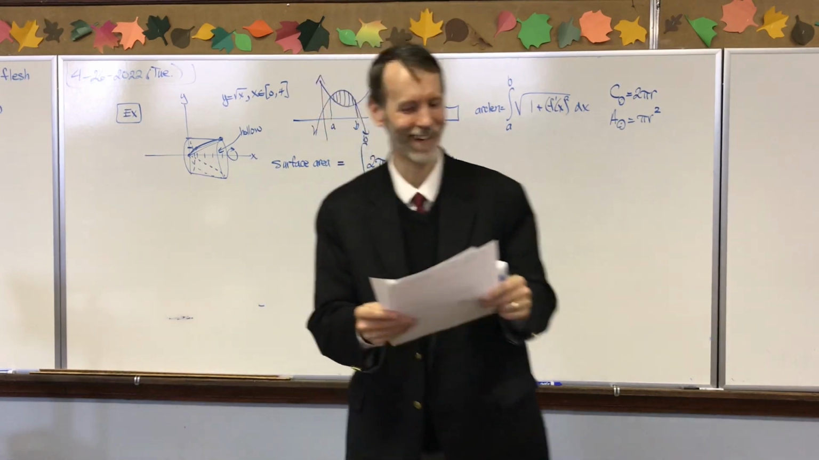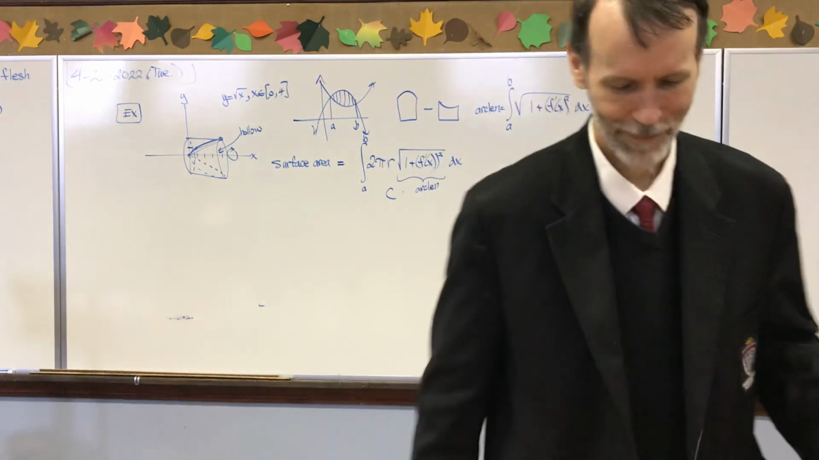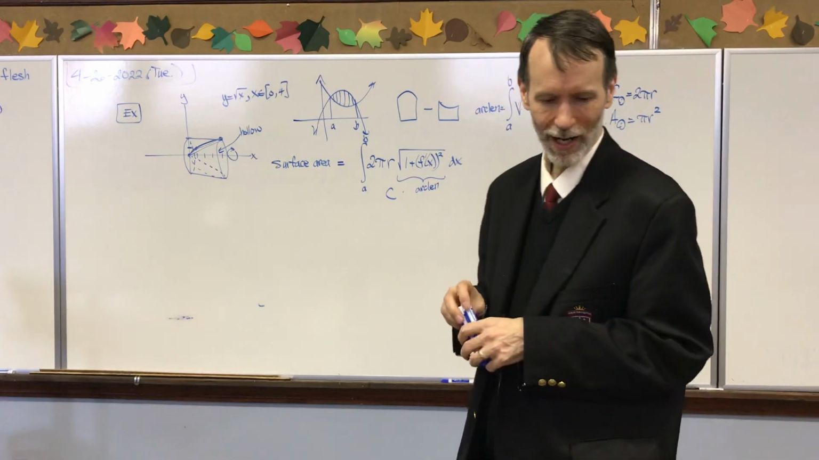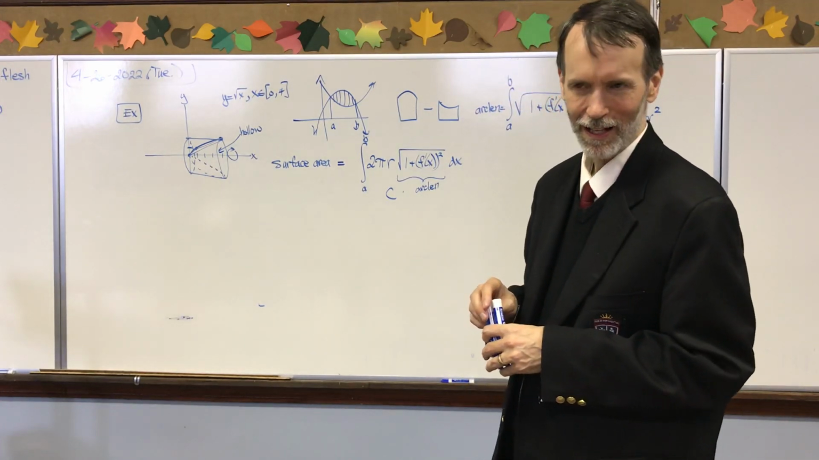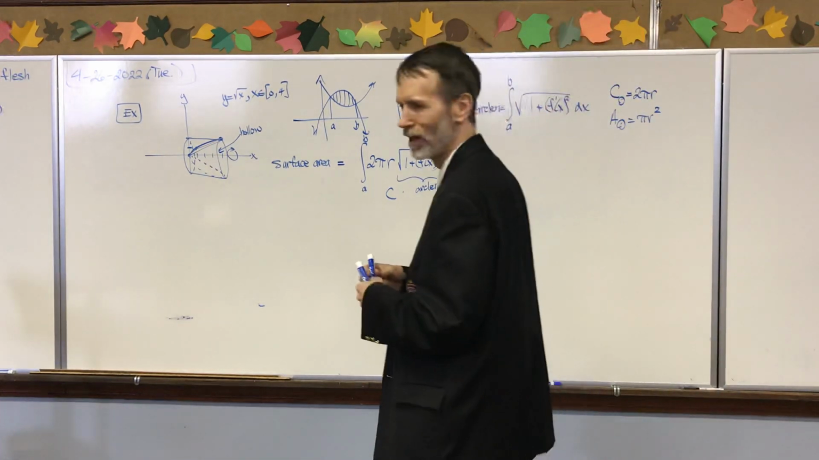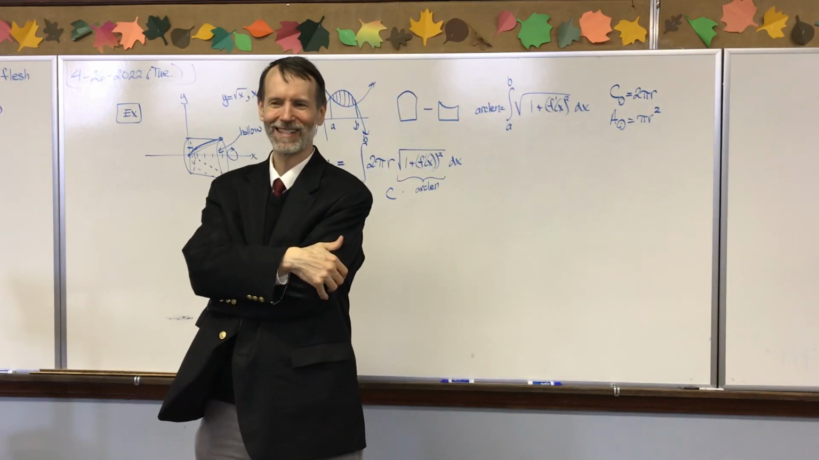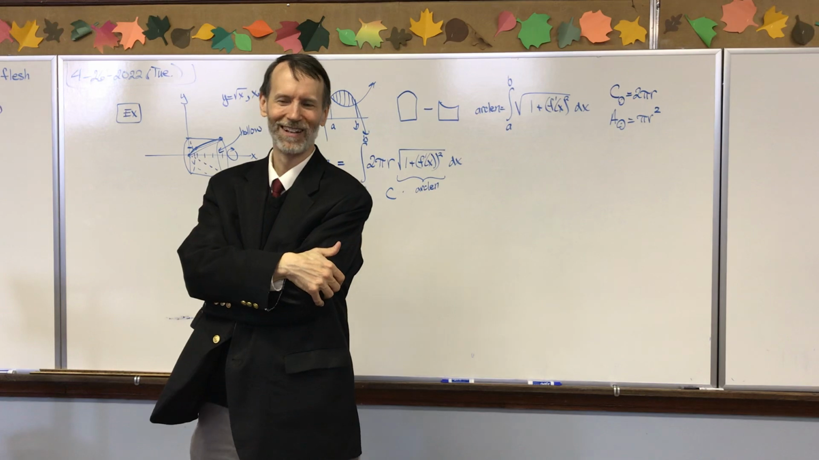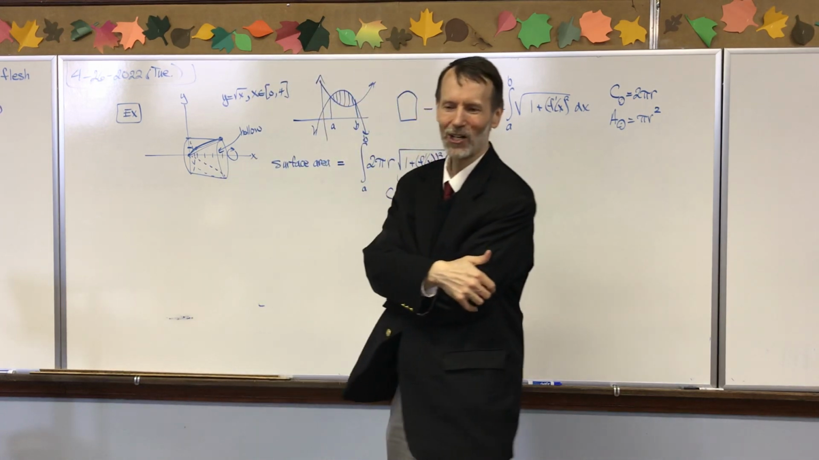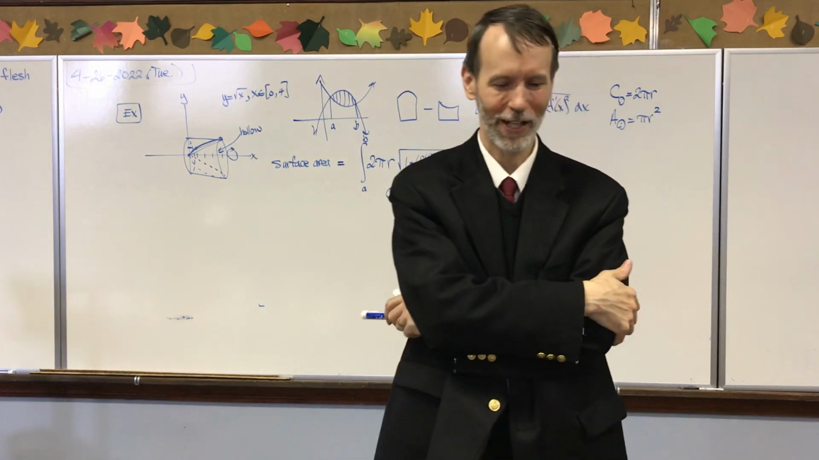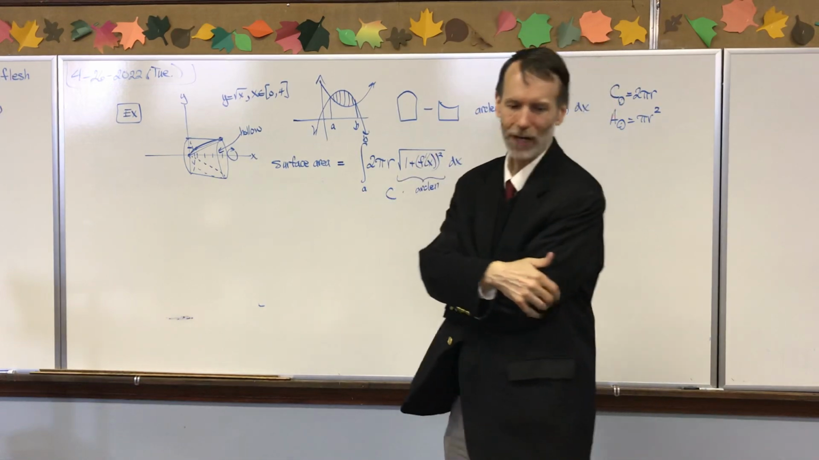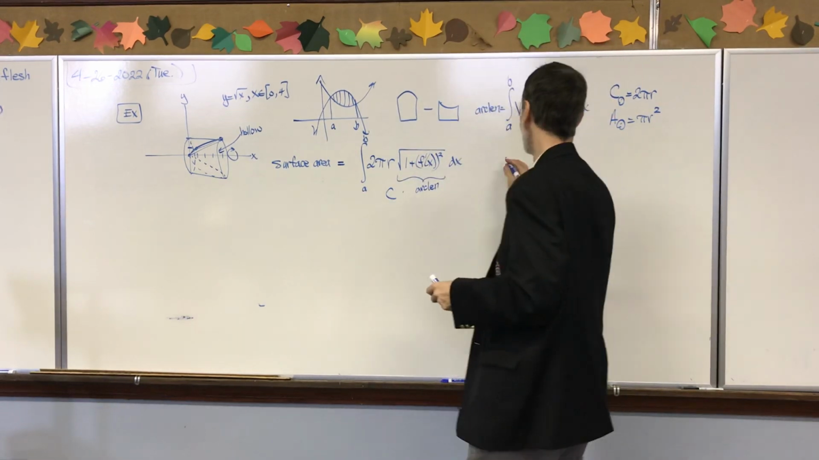But let's try one. Try number 2. I think about half the class even acknowledged what I just said. Look at number 2 on the sheet. We're going to do that together. Y equals x squared, x going from 1 to 9.